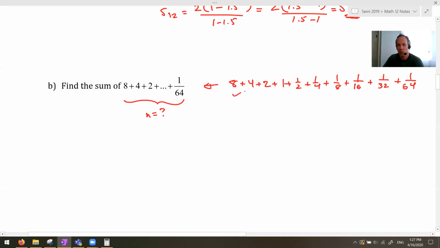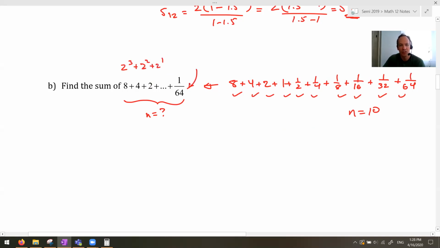Let's see. 1, 2, 3, 4, 5, 6, 7, 8, 9, 10. Okay, so what we have is n is equal to 10. There's definitely better ways of doing this, but we'll look at those later on. Those of you who are really curious, wondering, what is the better way right now? Well, I'm going to show you, sort of.